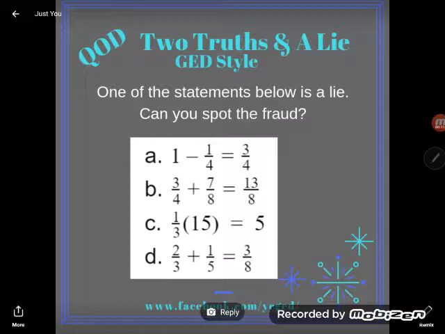Love to use these to talk about some really common errors that GED students make. This particular one, as you can see, involves a bunch of fractions. So let's take a look here. First statement, 1 minus 1/4 equals 3/4.